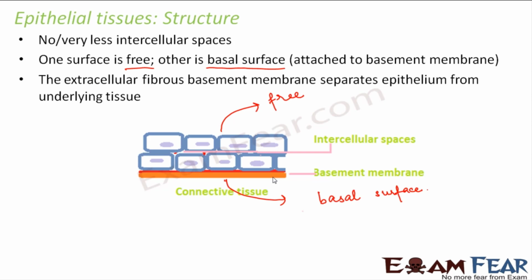The extracellular fibrous basement membrane separates epithelium from the underlying tissue. So this basement membrane is fibrous, so it is made up of fibers. This fibrous membrane will separate the epithelium from the underlying connective tissue. So this is how, in a way, you can say that the connective tissue is also protected by the epithelial tissue which is present outside. Right? So this is how the structure of an epithelial tissue looks.